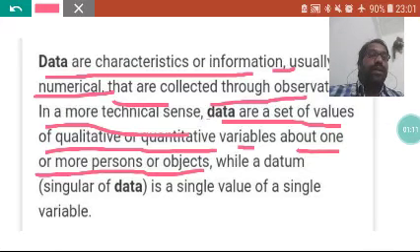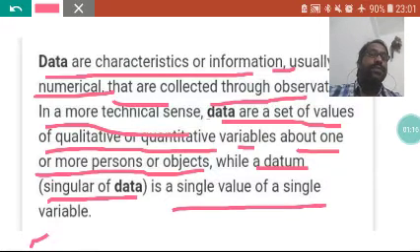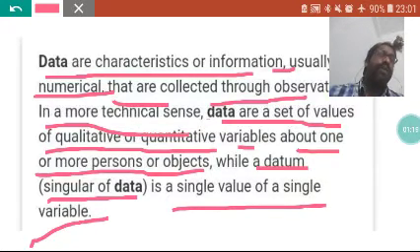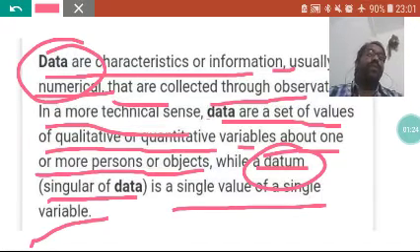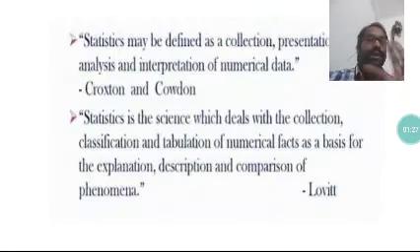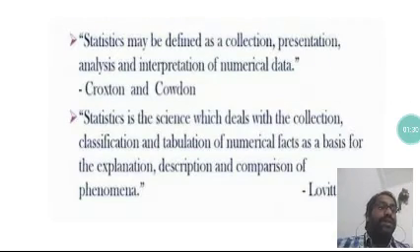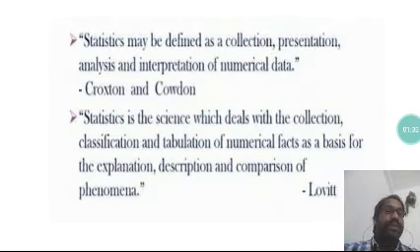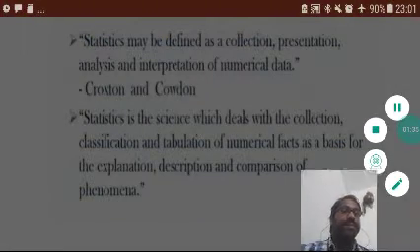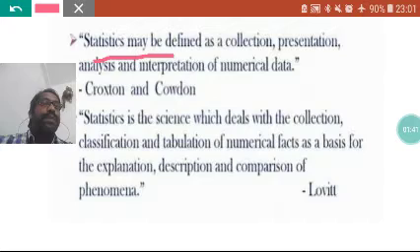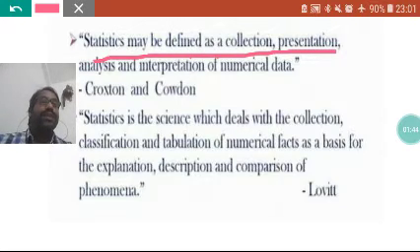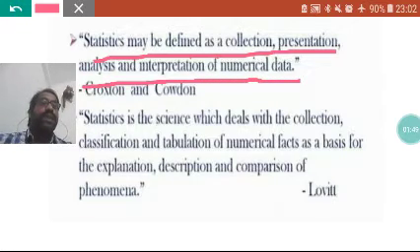The singular of data is called datum, a single value of a single variable. If there is more than one, we use the word data, and if there is only one, we use datum. Okay, so what is the branch of statistics? See here. Some mathematicians define statistics as the collection, presentation, analysis, and interpretation of numerical data.